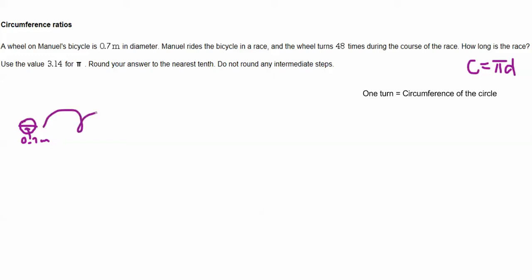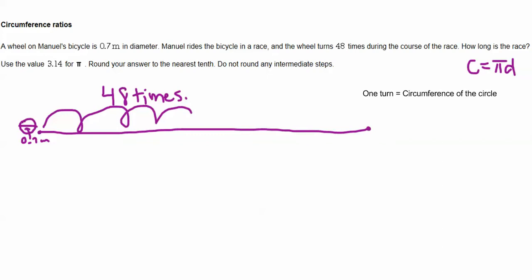It then says that in his race, that wheel turns 48 times. They want to know how long is the race from start all the way to finish. They want to know what this distance is. So we need to stop and think about how we find that distance.